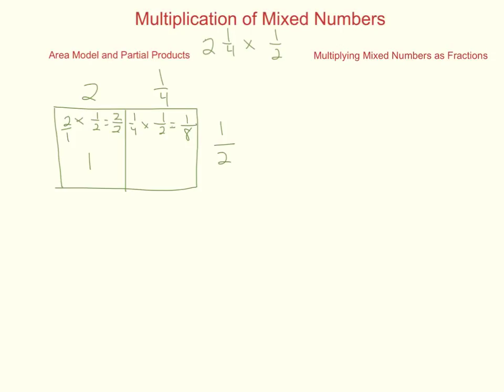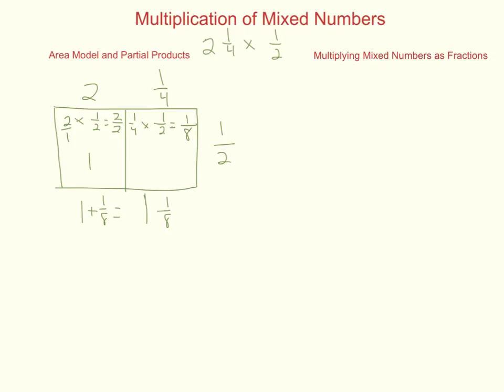Once we've reached that point, we're going to take our answer from this partial product from this box and add it to this partial product from this box. So 1 plus 1/8 equals 1 and 1/8. That's one method for multiplying mixed numbers. The other strategy is multiplying mixed numbers as fractions.